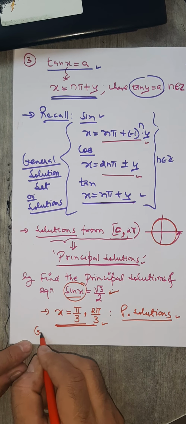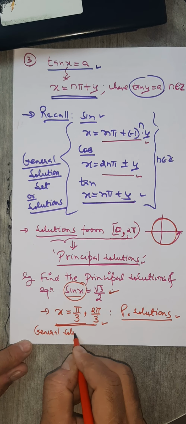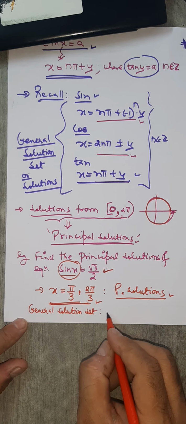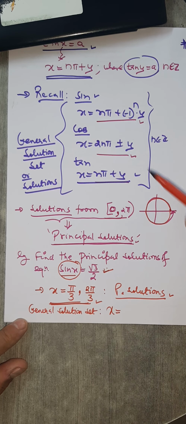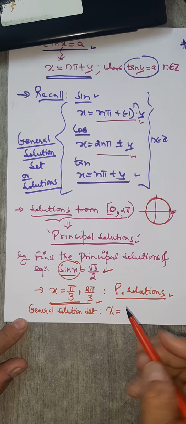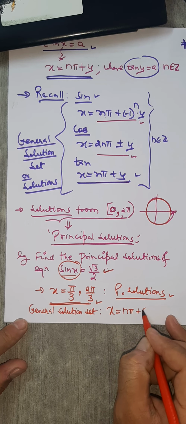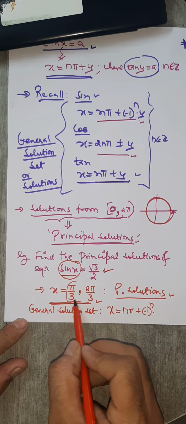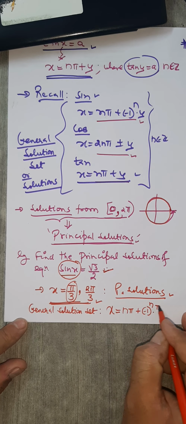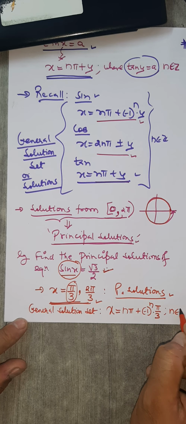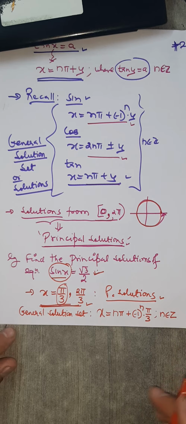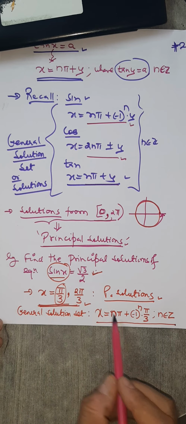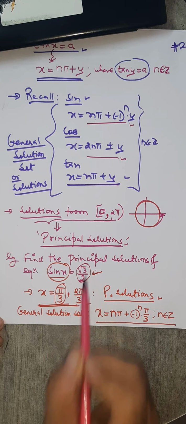Now what about the general solution? If you want to write the general solution set, why are we writing set? Because there are infinitely many solutions. x equals, I'm just using this formula for sine, n pi plus minus 1 raised to n into y. What is y? The first one, this value, because sine pi by 3 is root 3 by 2, so into pi by 3, where n belongs to z. This is your answer, right? This is not just one value, remember. These are infinitely many values which I put in here in place of x. Every time I'll get root 3 by 2.